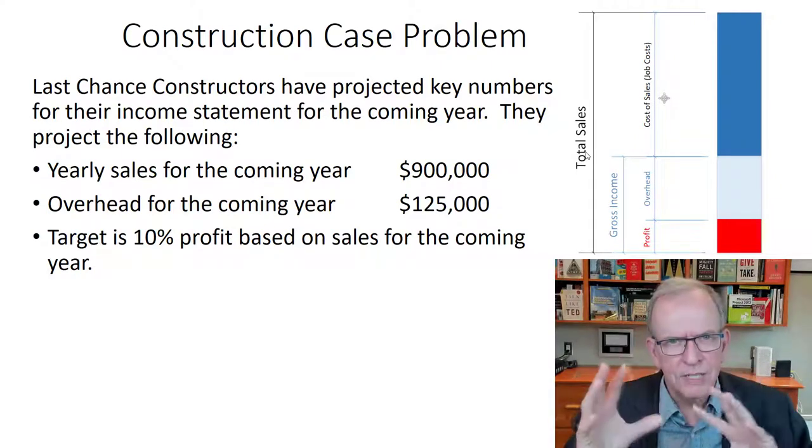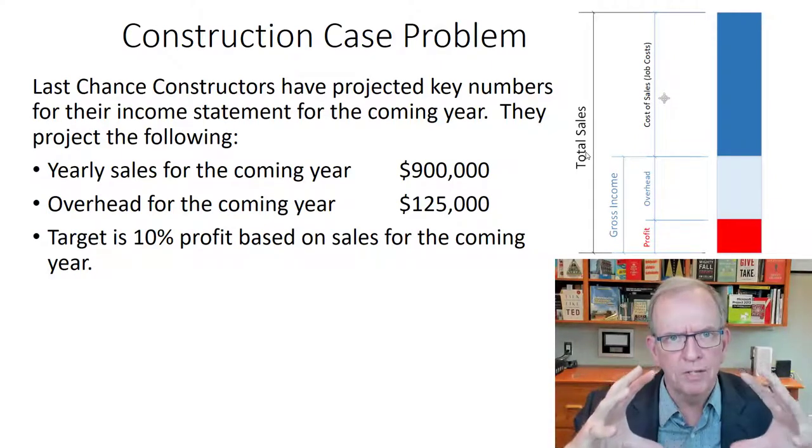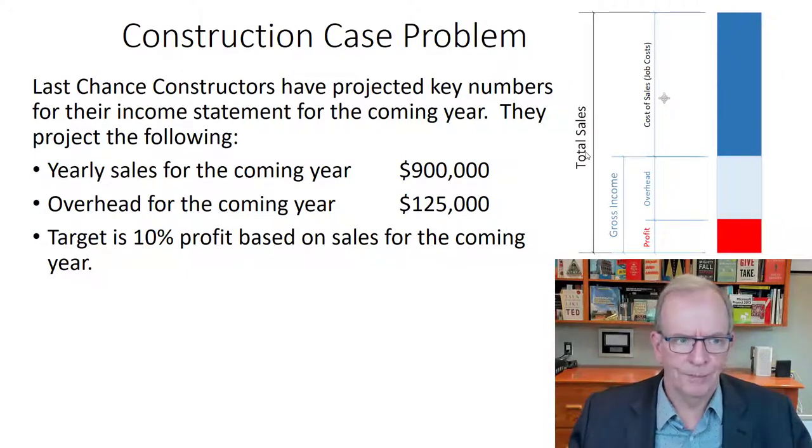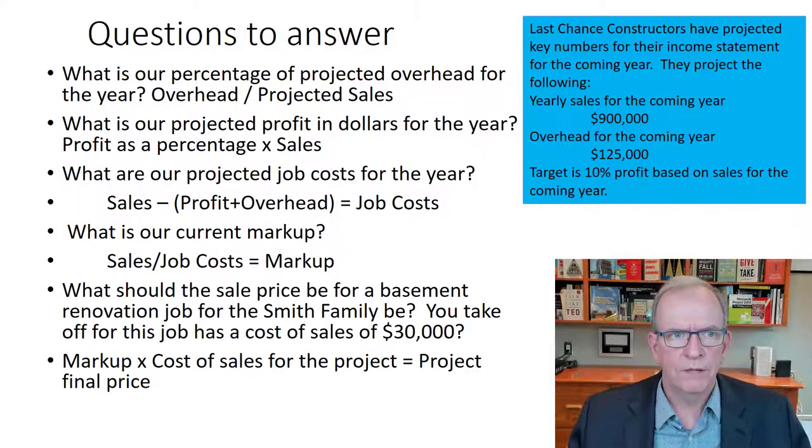So part of this exercise is trying to understand the different parts of the pie and how they relate to each other. So yearly sales is projected at 900,000, their overhead 125,000. And if we say their target is 10% profit based on sales for the coming year, that would be based on this amount. All right, so they're saying the profit would be 10% of this overall amount. And you can kind of look at this and see, well, if I know this and I know this and I can figure out that, then if I add them together, I should be able to come up with this, right? So it's just how you're adding and subtracting between the different components.